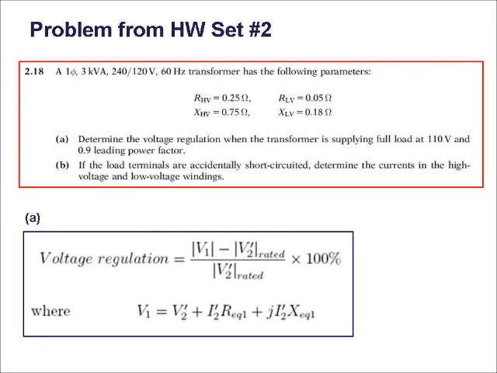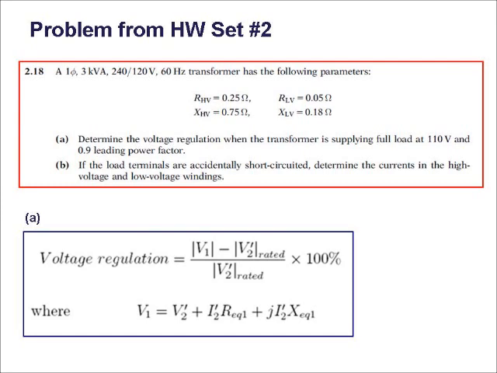Sub-item B, if the load terminals are short circuited by accident, determine the currents in the high voltage and the low voltage windings. So this would be like a short circuit operation by accident. Okay.